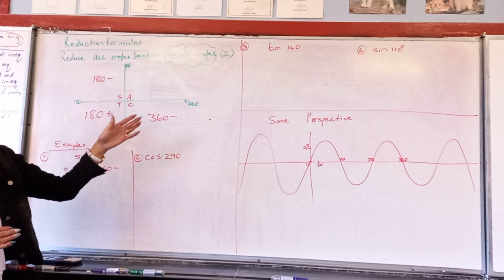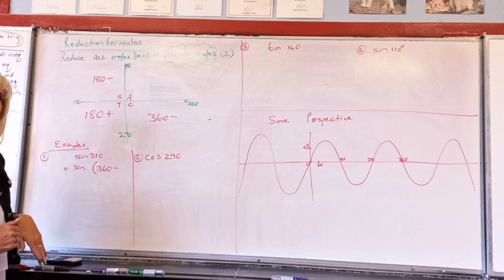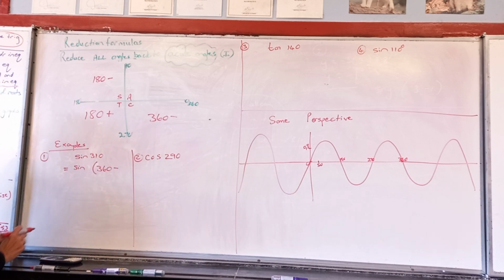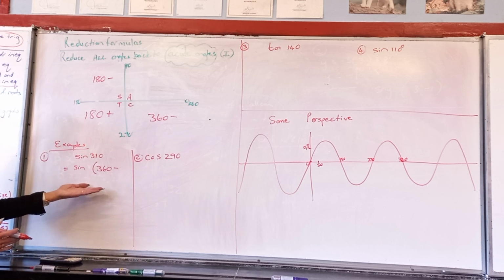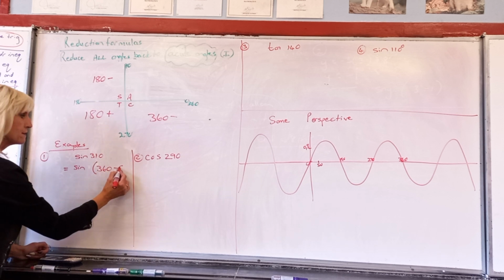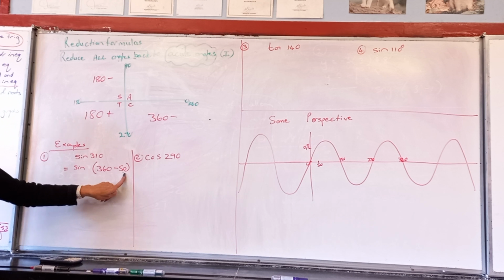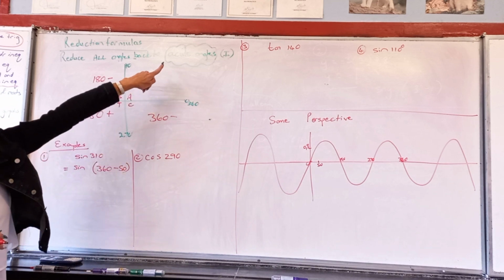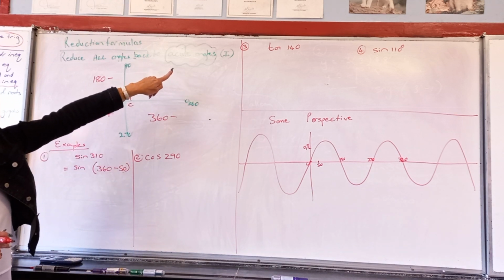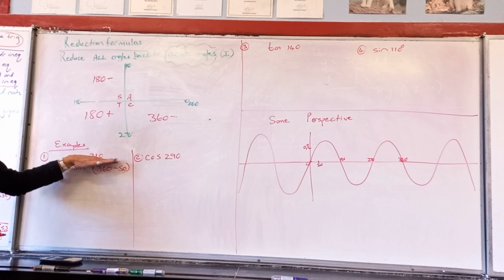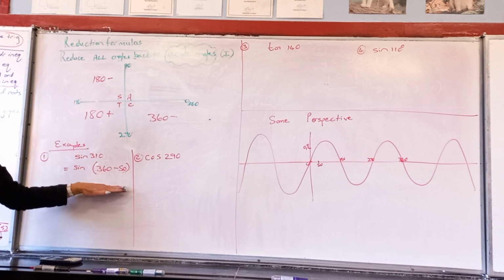You're going to hear me saying that a million times. Now 360 minus what? Minus 310. No. That's not the same. It must be minus 50. Which is going to bring me back to an acute angle. 310 is exactly equal to 360 minus 50. That's still 310, right? Now here comes the magic. Listen to this.